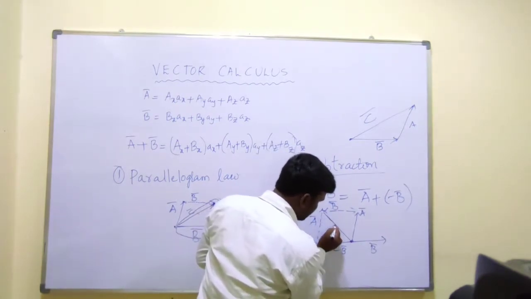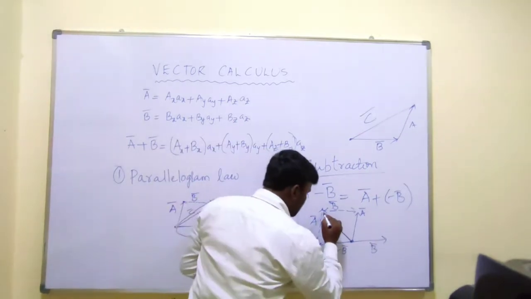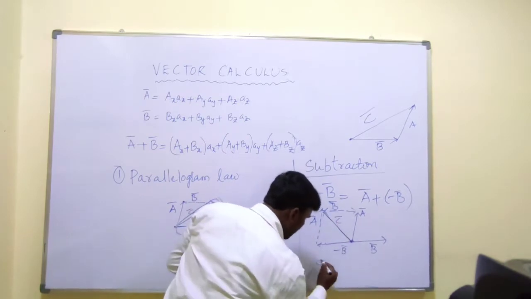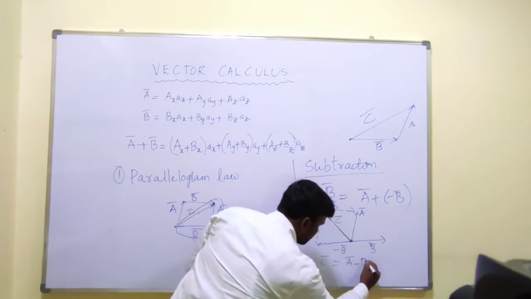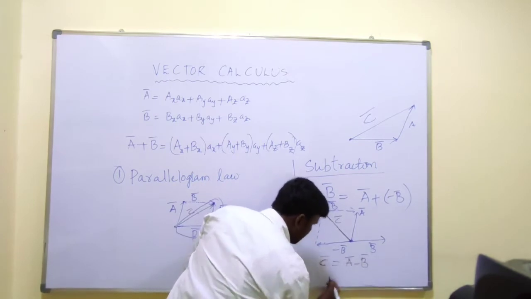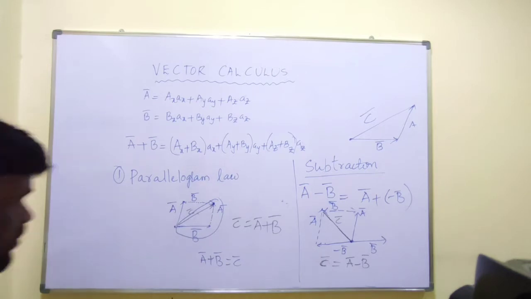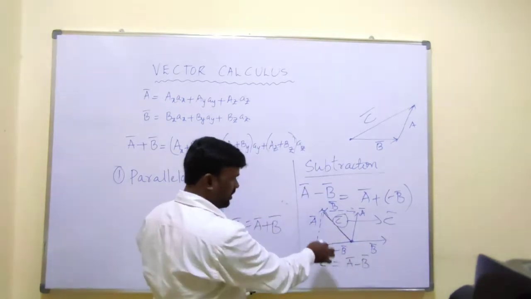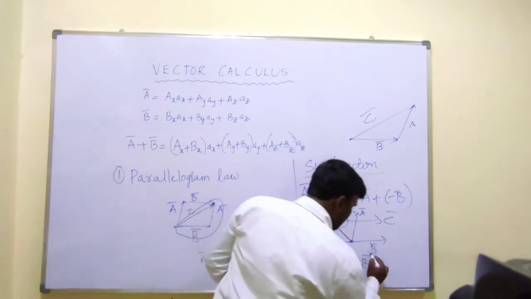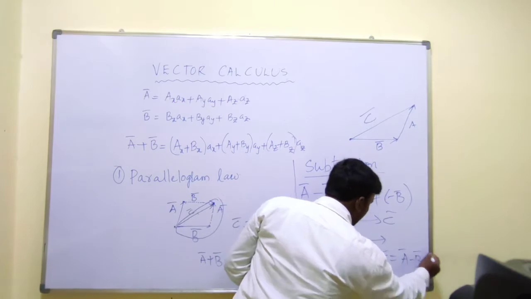Is this black marker visible? Okay. This is called c bar, where c bar is equal to what? I am writing c bar is equal to a bar minus b bar. Is it visible to you? Okay. This one is your c bar, and the resultant vector of a bar minus b bar is nothing but the c bar. That is, c bar is equal to a bar minus b bar.